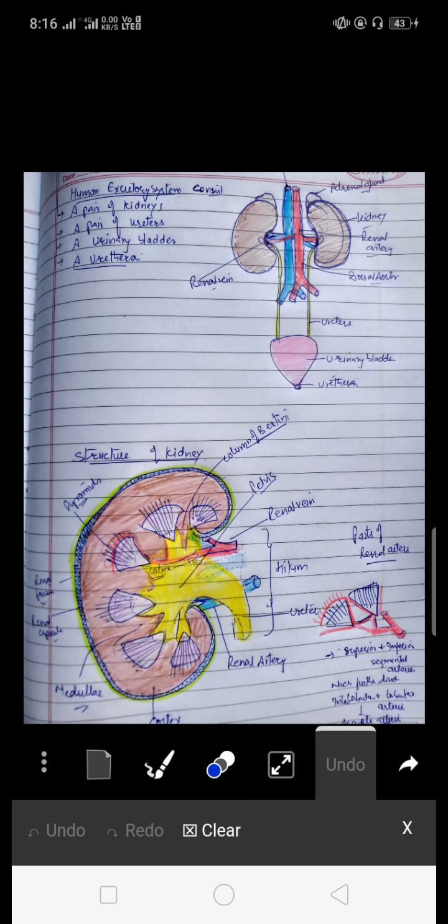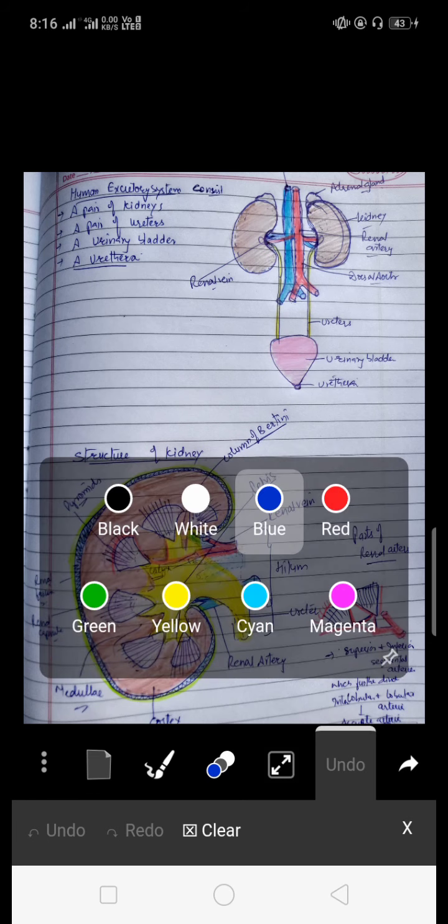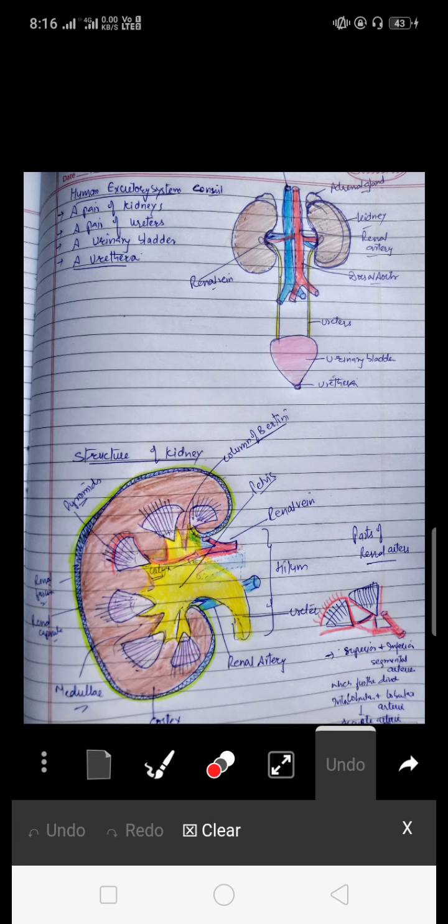Now I would like to discuss the route of the renal artery. The renal blood vessels start with the branching of the aorta into the renal arteries. The renal arteries, after entering the kidney, split into segmental arteries. Each segmental artery splits further into several interlobar arteries and enters the renal columns, which supply the renal lobes.